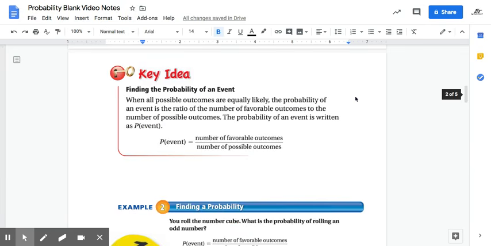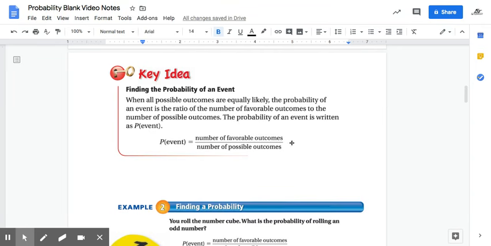Okay, now we're actually going to be finding the probability of an event. And we represent probabilities as a fraction. Now, I did say that we can represent a probability as a whole number, a percent, or a fraction, which is absolutely true. But in order to first find the probability of an event, we set it up as a fraction. So it says, when all possible outcomes are equally likely, the probability of an event is a ratio of the number of favorable outcomes to the number of possible outcomes.